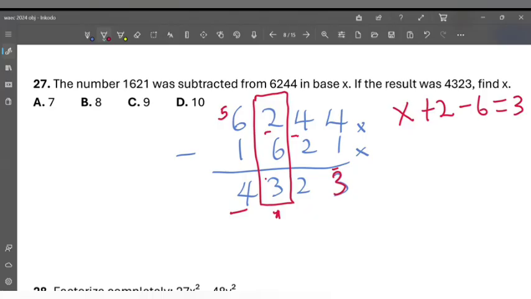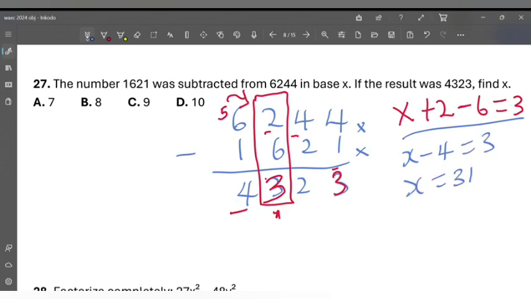So we have borrowed 1 from 6, it became 5, and we added x to 2, because that's the base. So x plus 2, then when you subtract your 6, the question gave us the answer as 3. So I can easily solve this equation. x plus 2 minus 6 is x minus 4. So x minus 4 is equal to 3, which means x is equal to 3 plus 4. So x is equal to 7. In other words, this whole equation was performed in base 7.